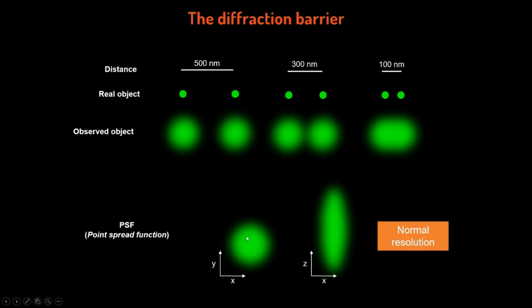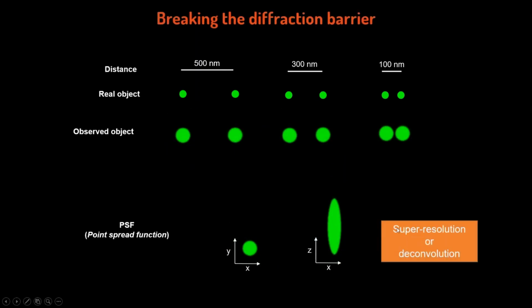So this PSF can be overcome with two methods, basically. One is with super resolution. The super resolution will enhance the PSF, or with deconvolution. The deconvolution will calculate mathematically a better PSF, a theoretical PSF, from the real PSF. So this is just to tell you that fluorescence is not perfect. Fluorescence has problems of resolution that we can overcome with different modalities.